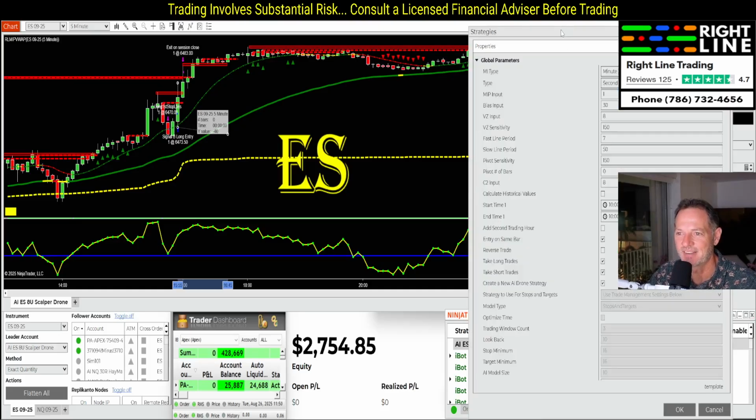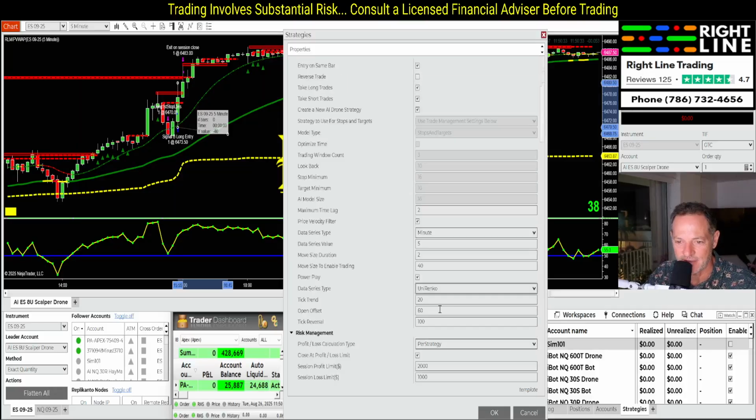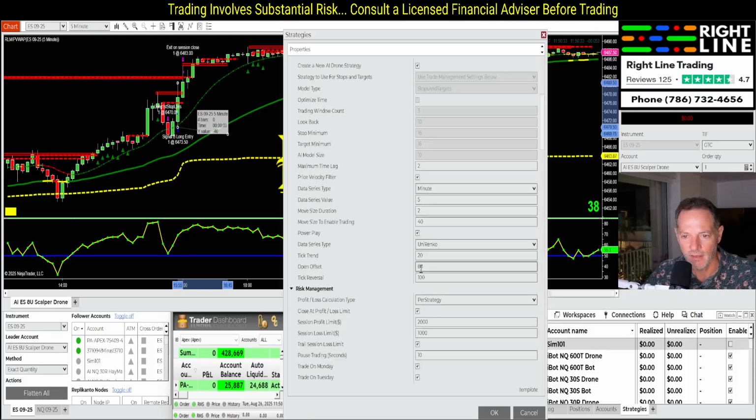Let's go back in here and take some more looks. So that's the price velocity, a newer indicator we created here. The next one is this power play. This one is very similar to the price velocity, but here we're looking at basically the direction of the 50. What slope is the 50 on? If it's on this slope, we're going to take long trades. If it's on that slope, we're taking short trades. Let me show you how that might look on this ES chart.